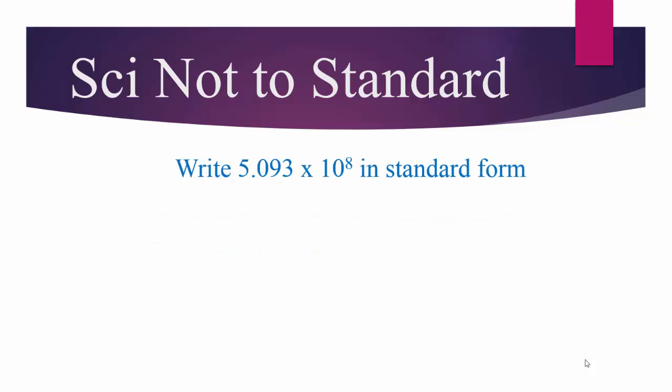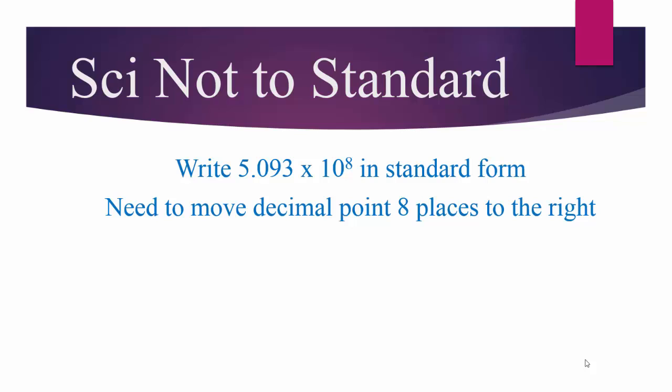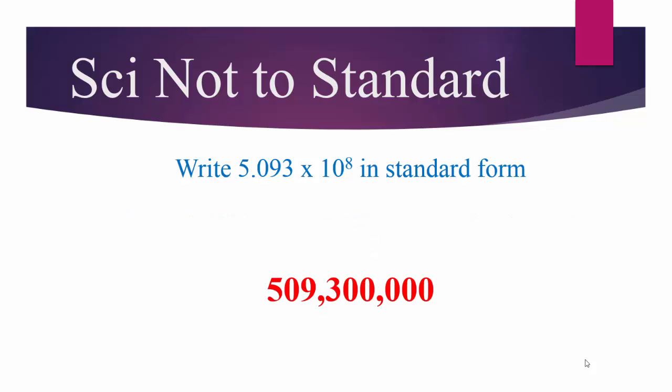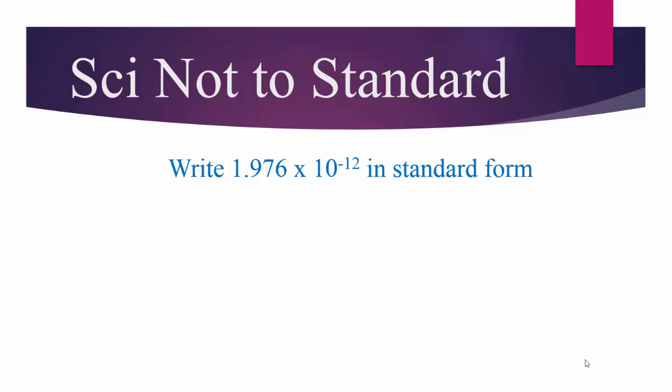Let's demonstrate this. You want to write 5.093 times 10 to the 8th in standard form. You need to move the decimal point 8 places to the right because this is a positive exponent. So you look at the coefficients and you realize you only have 3 decimal places to move. Add 5 zeros. It doesn't change the value of the number. Now you can move the decimal point 8 places and you get 509,300,000 as the answer.